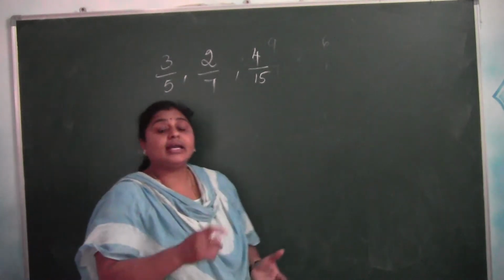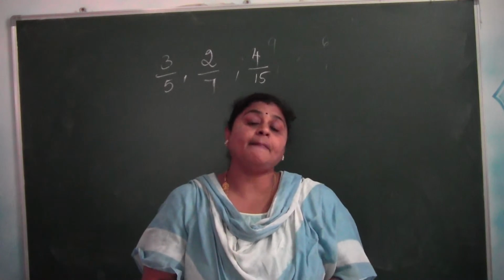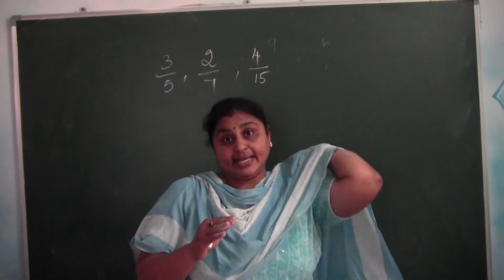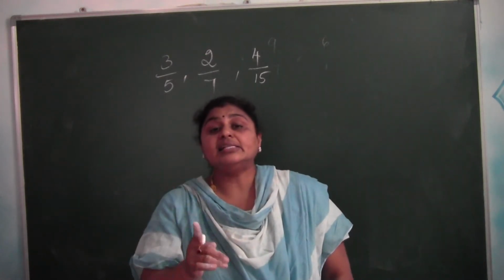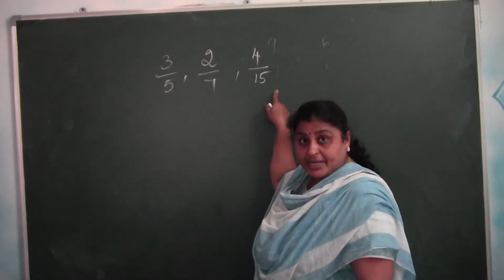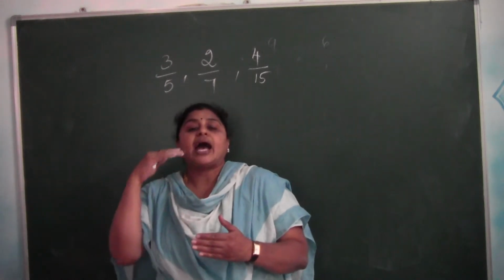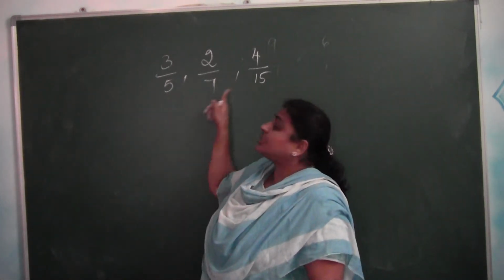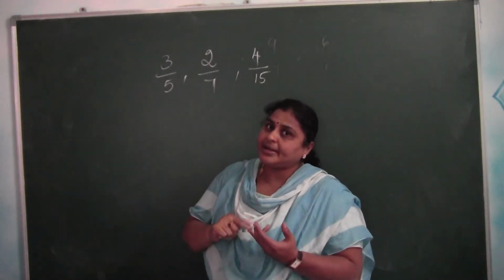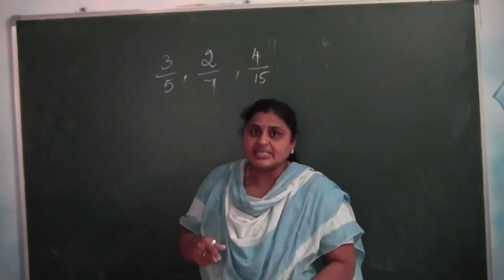So whenever you are comparing, adding or subtracting unlike fractions, the first thing you have to do is take the LCM of the denominators. After you calculate the LCM of the denominators, you have to convert these fractions to like fractions. And then you can compare easily, add easily, and subtract easily. Now let us see this procedure.